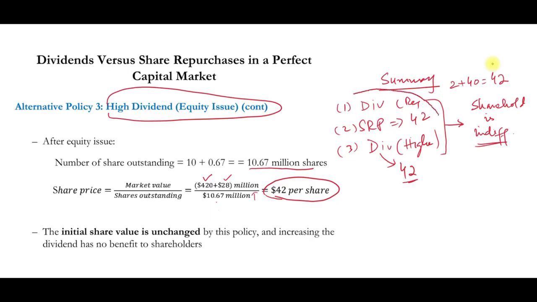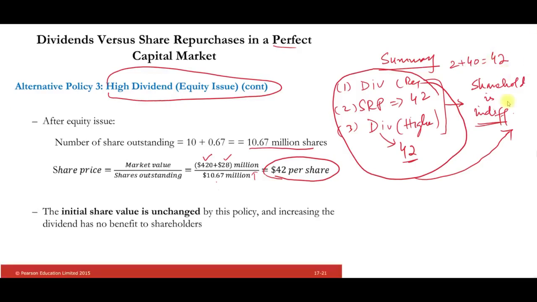So the dividend payout method has no effect, as you can see, on the wealth of the shareholders. Okay, but it is only true in the perfect capital market. So the wealth of the shareholder is not changed in whatever way the company wants to pay dividends.